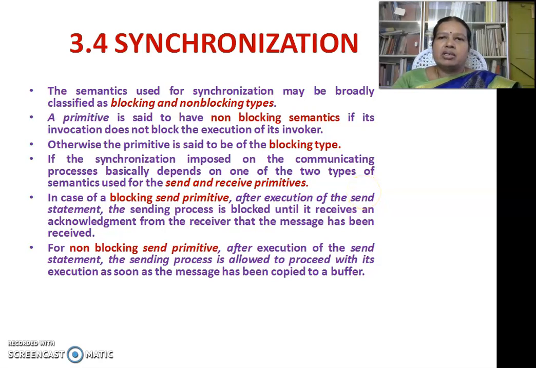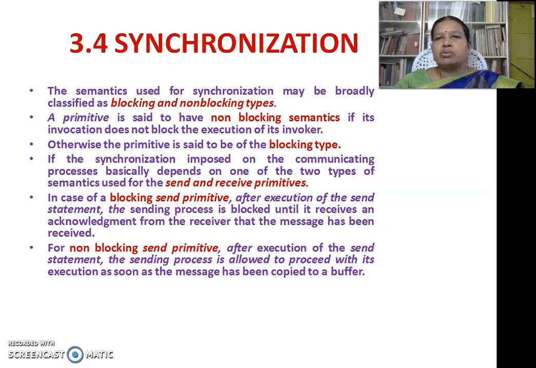When it is blocking, it means if a sender sends some request to the receiver, unless the receiver receives that particular information, the sender is blocked. In non-blocking semantics, it is not blocked. We can send any number of informations to the receiver. So a primitive is said to have non-blocking semantics if its invocation does not block the execution of its invoker. Otherwise it is known as blocking type.